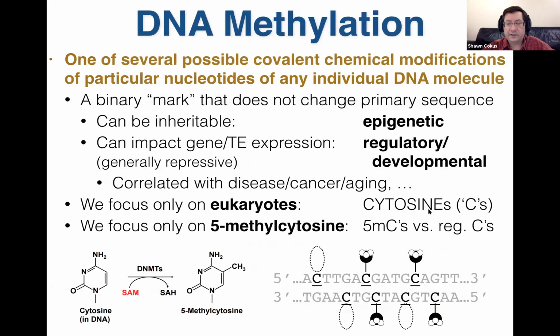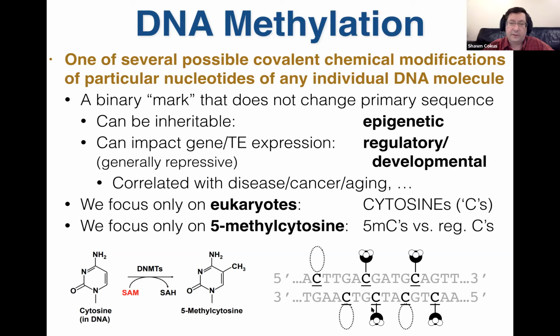So yes, we're talking about DNA methylation here. That is one of several possible covalent chemical modifications of particular nucleotides, particular actual individual molecules. So it's a binary mark. It doesn't change the primary sequence, that being the ACGT. It can be inheritable, which makes it epigenetic, and that's a lot of the interest. It plays roles in regulation of gene expression and roles in development. It controls some transposon expression. It's a generally repressive mark when present. It's correlated with diseases, cancer, aging, and so on.